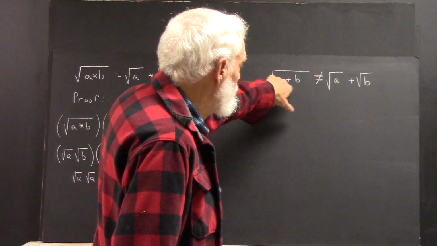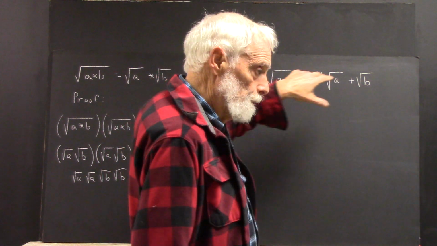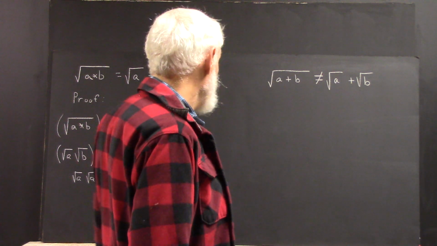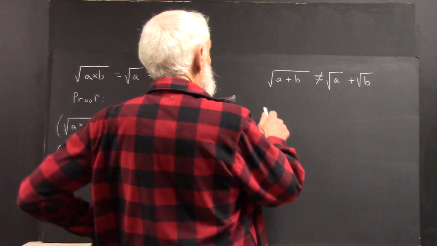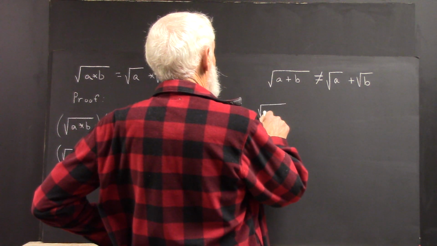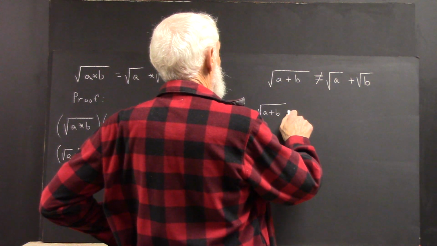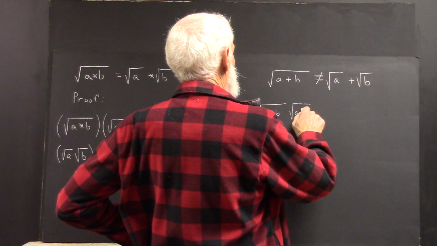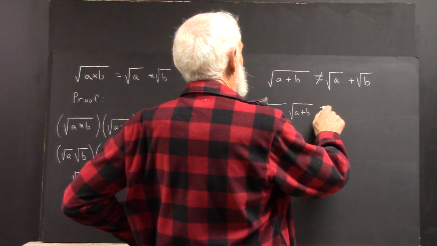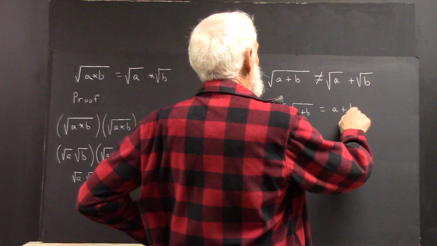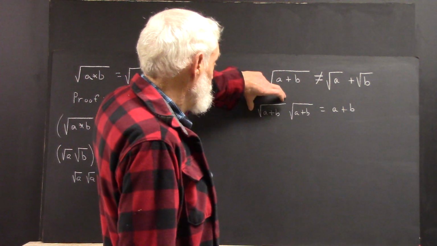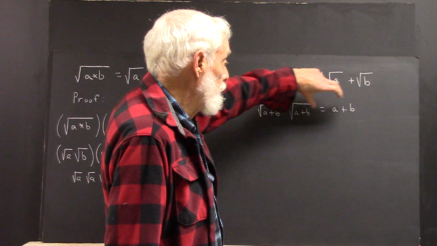However, the square root of A plus B is not equal to the square root of A plus the square root of B. If I square the square root of A plus B, I get A plus B, because that's what square root means. If I multiply the square root of something by the square root of the same thing, I get that thing.